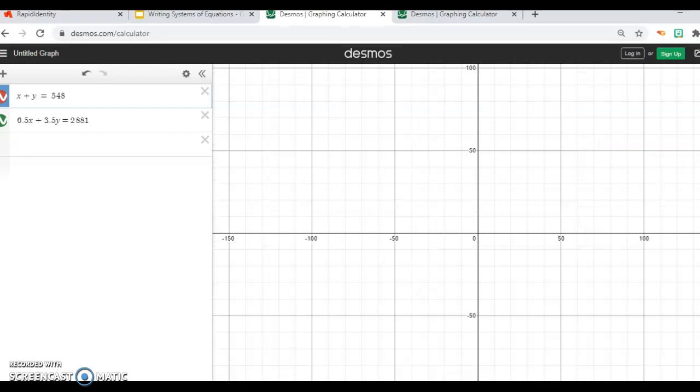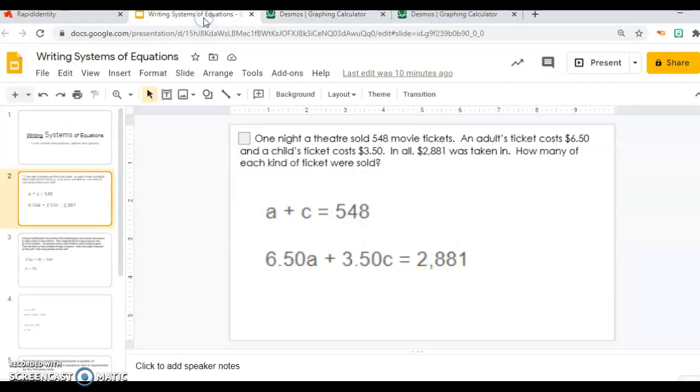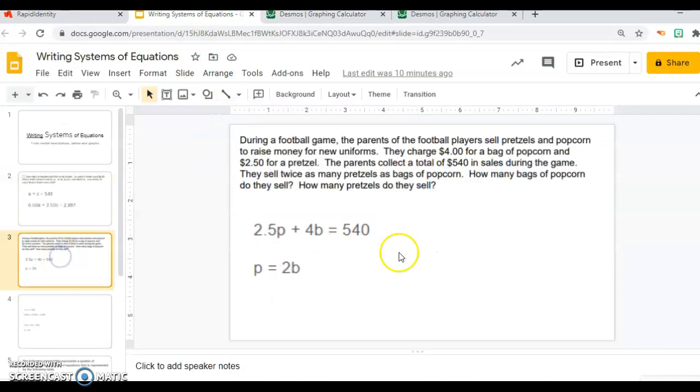Like if it's too far out, you won't see it, but you can zoom in here and you can see where they intersect, and it shows you the X is 321, the Y is 227, so therefore the adult tickets was 321 and the child's tickets was 227. All right, let's go back and take a look at another question.